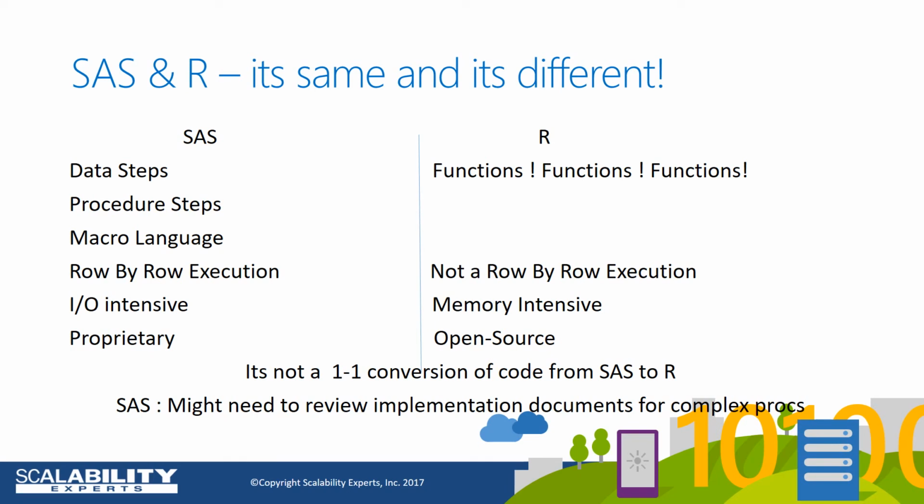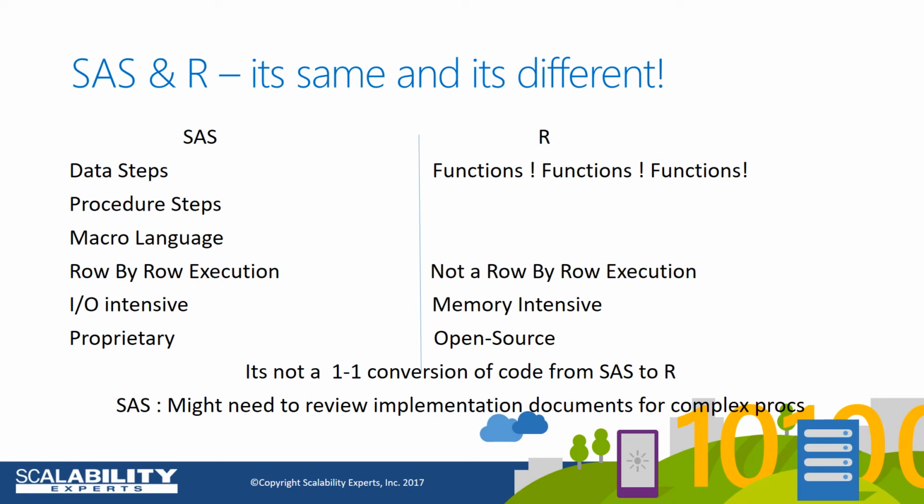Also, the programming style in SAS is more procedural, step by step, and R is more object-oriented or functions. Also in SAS, the computation happens row by row. The execution happens row by row. So let's say you have an aggregate function of a particular column, and you have 5 rows. It's going to aggregate one at a time and then go to the next row and then add that column.